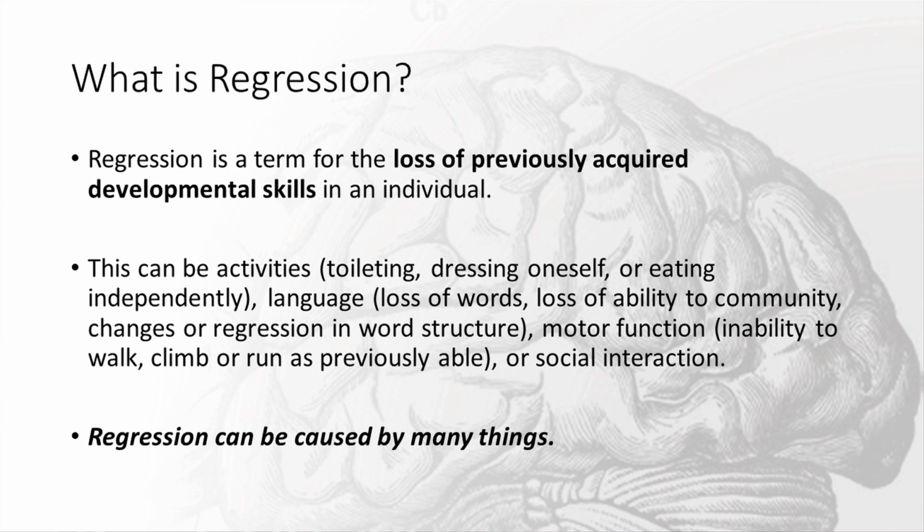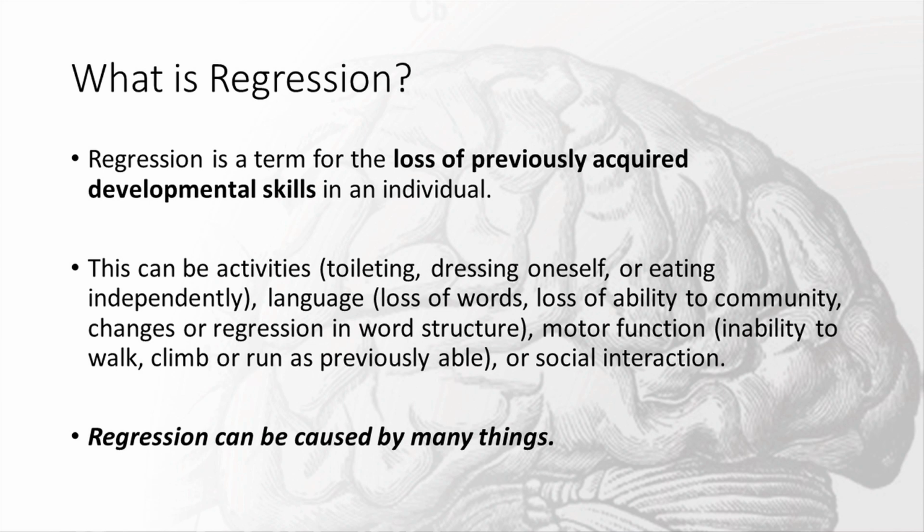This can span every single developmental domain. So we're talking about activities of daily living like toileting, dressing yourself, eating independently, language. This can include things like a complete loss of words, or if you were never verbal to begin with and you communicated with an adaptive modality of communication, losing the ability to engage with that. Loss of motor function, so not being able to walk or run or ride a bike or sprint or things like that. And of course, social withdrawal or loss of social skills.